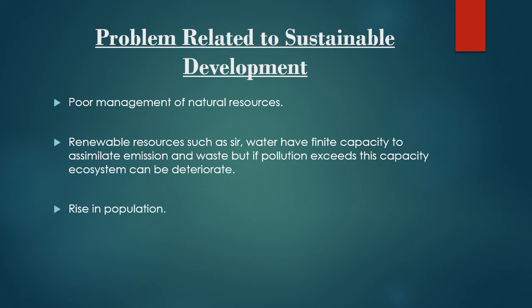If the population rises constantly, then according to experts, the energy demand rises 6 times from present by 2030. So it will be a very challenging situation to fulfill the energy demand of the earth. So these are the main problems of sustainable development. Let's move to the next slide.